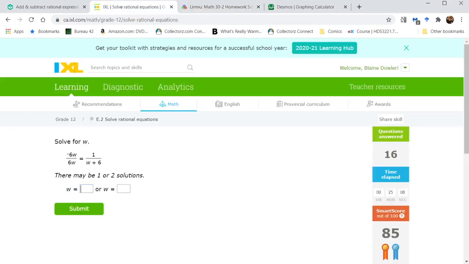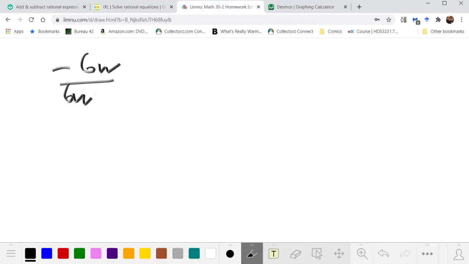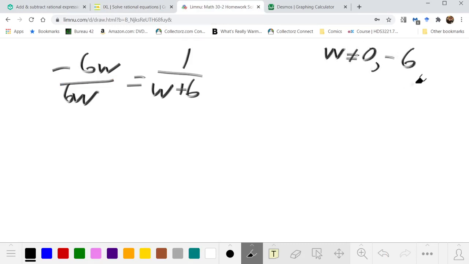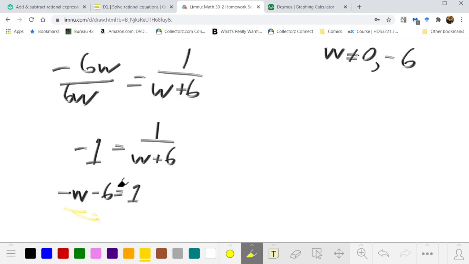Negative 6w over 6w equals 1 over w plus 6. So this means w is not allowed to be 0 or negative 6. But rather than jump to the cross multiplication, I am going to cancel on the left. So we have a negative 1 equals 1 over w plus 6, which is a negative w minus 6 equals 1, or moving our negative w to the right and our 1 to the left, that gives us w equals negative 7.